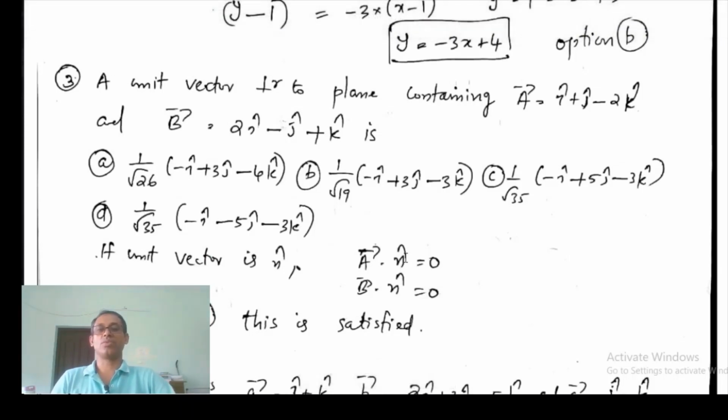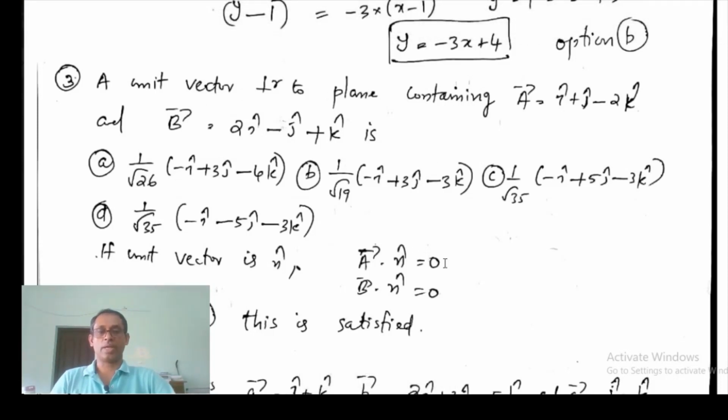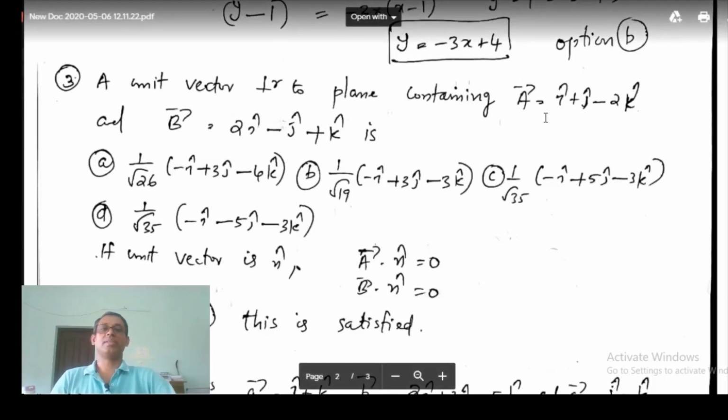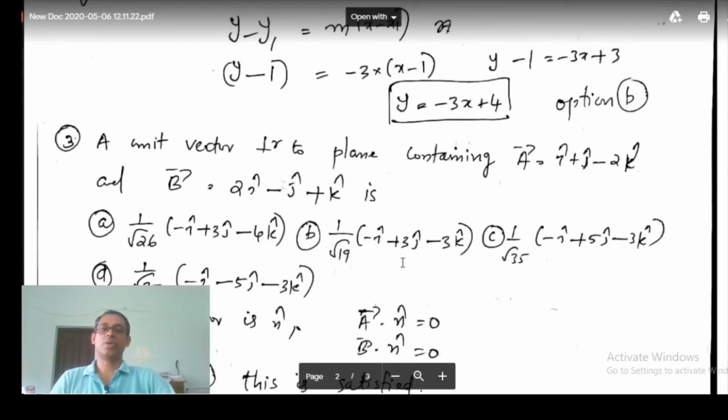Suppose that n is the unit vector perpendicular to the plane containing a and b, and if a dot n equal to 0 and b dot n equal to 0, then that unit vector will be perpendicular to the plane containing a and b. So what we do is we find a dot with this and b dot with this and check whether it is 0. And we can see for option D, both a dot n and b dot n equal to 0 is satisfied if you are taking this as the unit vector. So this is the unit vector perpendicular to the plane containing this a and b.